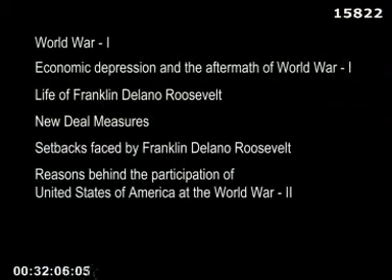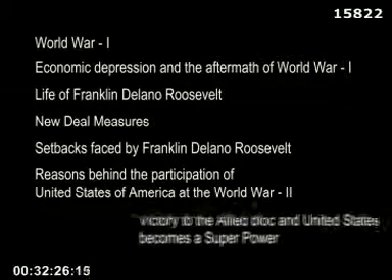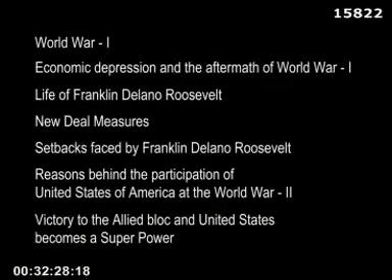Franklin Delano Roosevelt did not live to see the end of the Second World War, but it was the United States of America which effectively brought the war to an end by dropping deadly atom bombs on Hiroshima and Nagasaki in Japan. After the war, the United States of America claimed its position as one of the two superpowers.